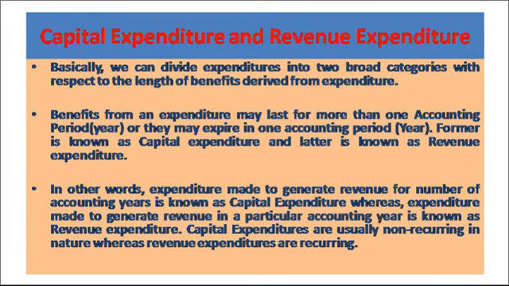In other words, expenditure made to generate revenue for a number of accounting years is known as capital expenditure. Whereas expenditure made to generate revenue in a particular accounting year is known as revenue expenditure. Capital expenditures are usually non-recurring, whereas revenue expenditures are recurring. Example, for capital expenditure, purchasing of machinery.